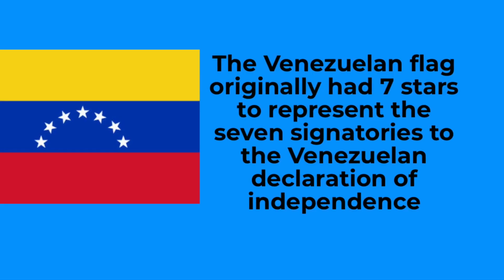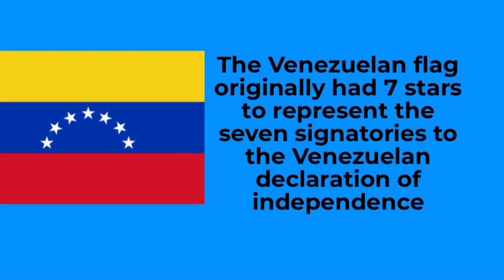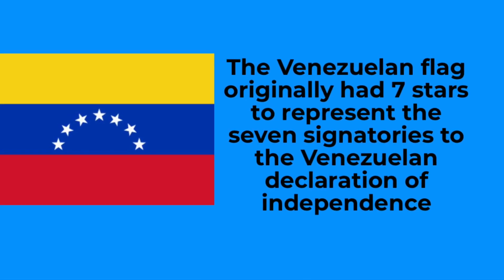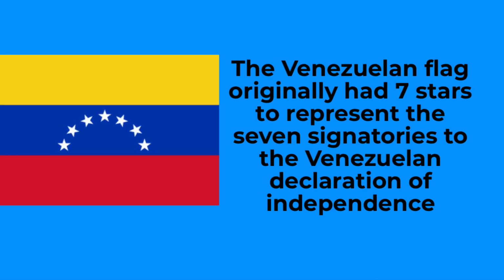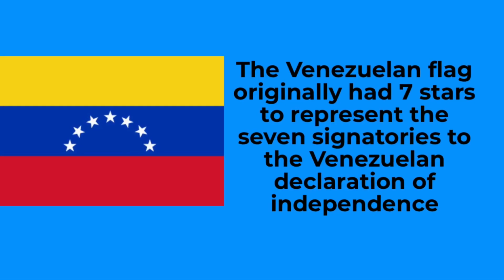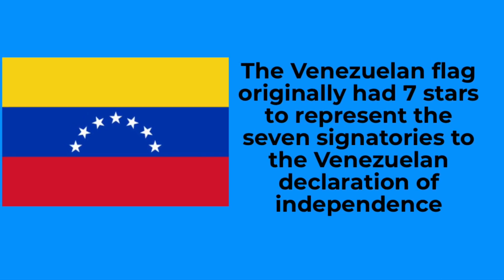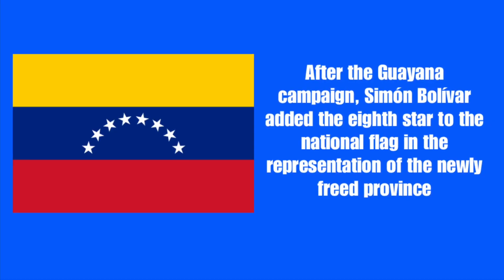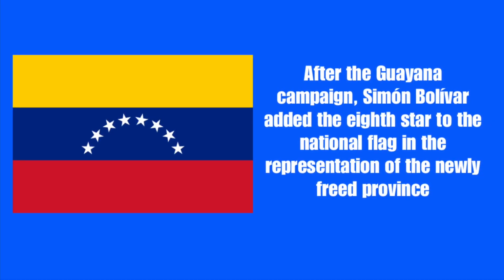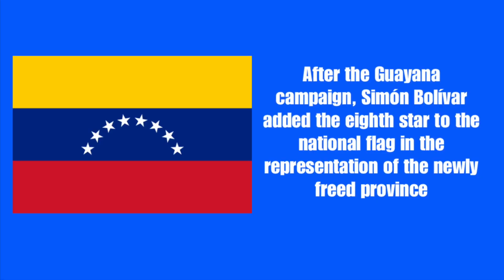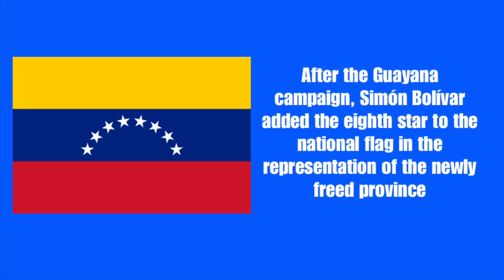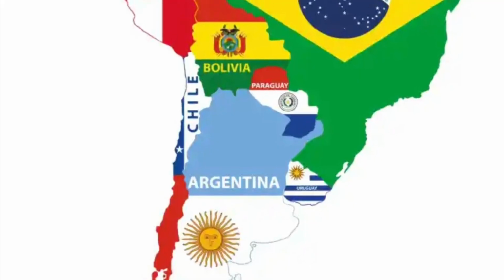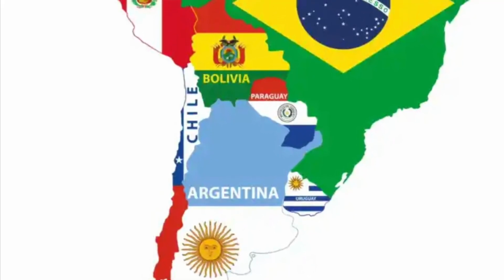7 stars were added to the flag in the 19th century to represent the 7 signatories to the Venezuelan Declaration of Independence, being the provinces of Caracas, Cumaná, Barcelona, Barinas, Margarita, Mérida, and Trujillo. After the Guyana campaign, Simón Bolívar added the 8th star to the national flag in representation of the newly freed province.